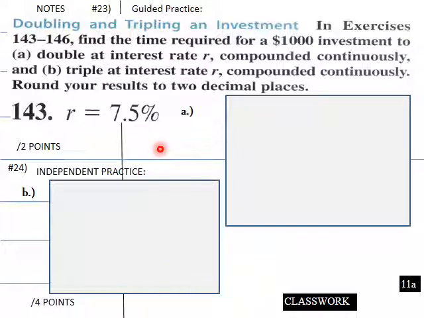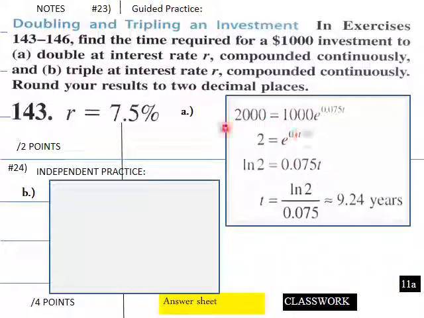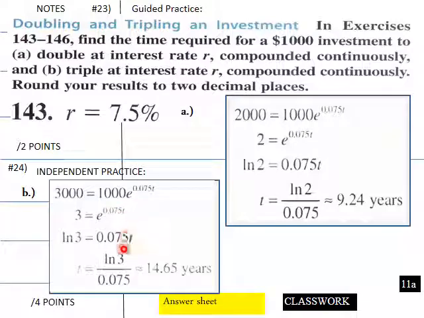Okay, so we try a problem here. Same kind of problem. $1,000 investment, doubling time, compounded continuously, and tripling time as well. So doubling $1,000 at this rate, you get 9.24 years by using the same method. And then tripling time would be 14.65 years for $1,000 at 7%.